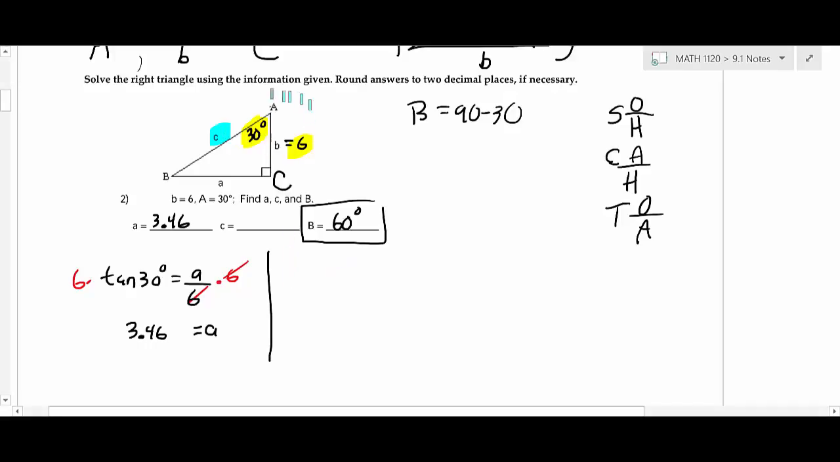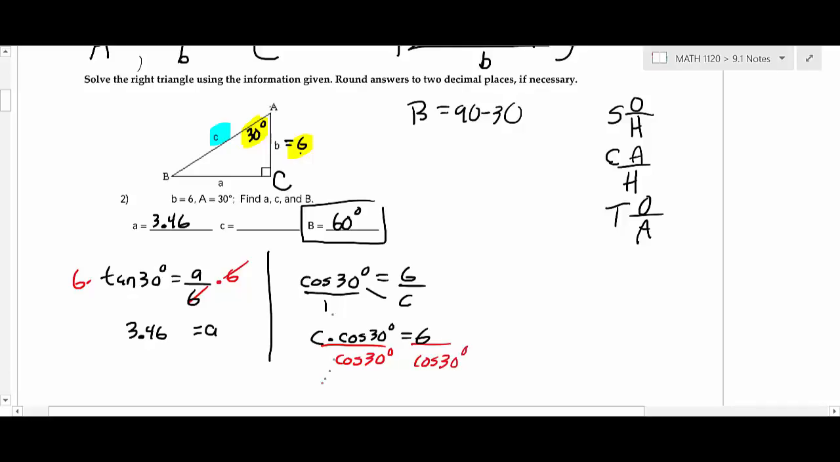So we're going to write down that cosine of 30 degrees is equal to adjacent 6 over hypotenuse. Now that's a proportion. You can cross multiply and solve that like that. So I'm going to do C times the cosine of 30 degrees is equal to 6. And then I can divide both sides by the cosine of 30 degrees. Okay, and then I'll just use my calculator and then I'll round that off to 2 decimal places like that.